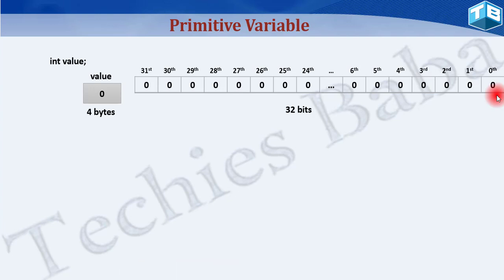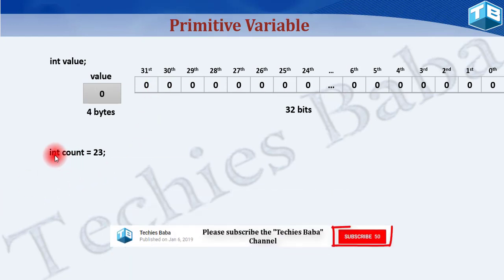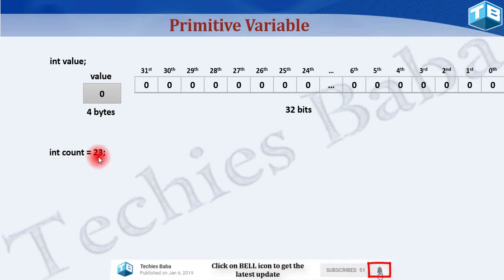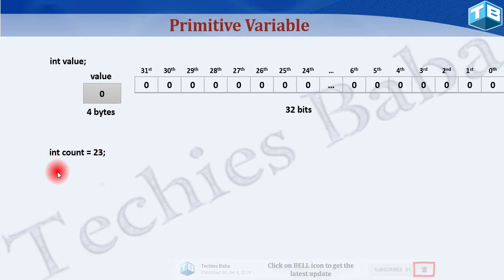What if you don't want this 0 value? You want a value other than 0. We have other options. While defining the variable, when you say int count, you can provide the initial value as well: int count equal to 23. In this case, what will happen? Since we are using the type int, a memory block of 4 bytes will be allocated. The name of that memory block will be count and the value 23 will be stored inside it.